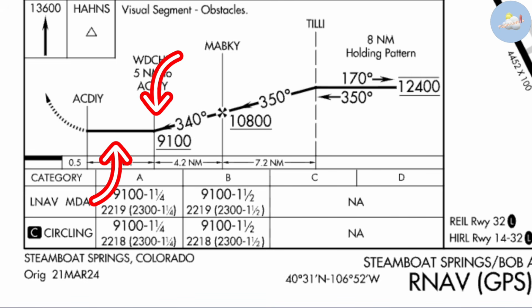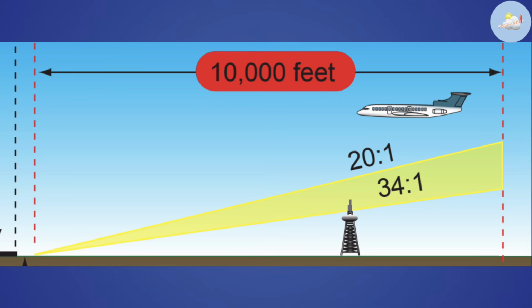This means that when the FAA took a look at this approach, they sent out that 34-to-1 slope and that 20-to-1 slope, and they realized that some obstacle penetrated both of these slopes, and hence there are no visual descent points nor any shaded arrows. So what does this mean for you when you're flying this approach?